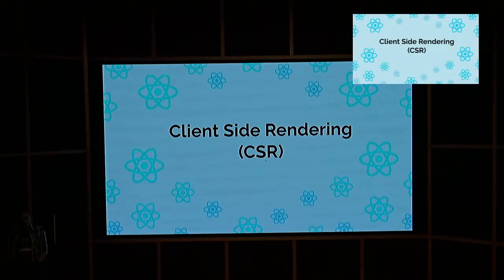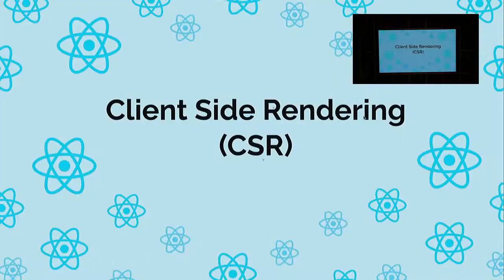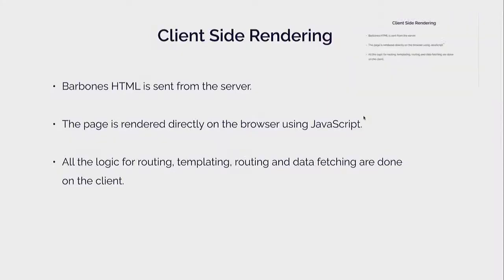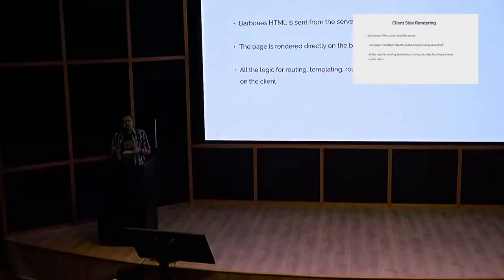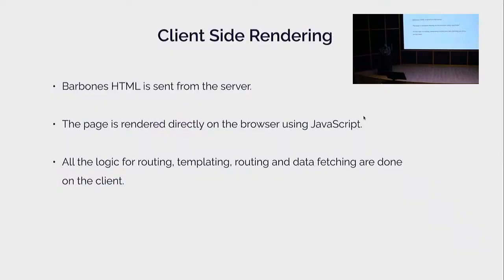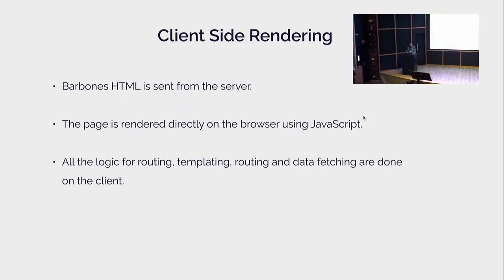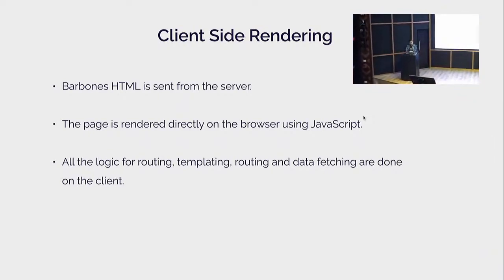Okay, so first we'll start with client-side rendering. Client-side rendering has been the most popular or the default way for rendering React apps with Create React App, before frameworks like Next.js and Remix kicked in. With client-side rendering, you basically just get a bare bones HTML page from the server, which contains the JavaScript, CSS, etc. tags, and you download the relevant JavaScript and then render the DOM via JavaScript on the page itself, and all the logic for routing, templating, and data fetching is done on the browser itself.